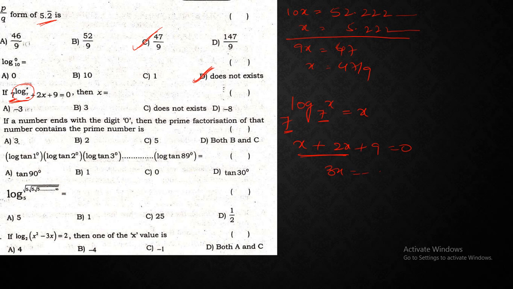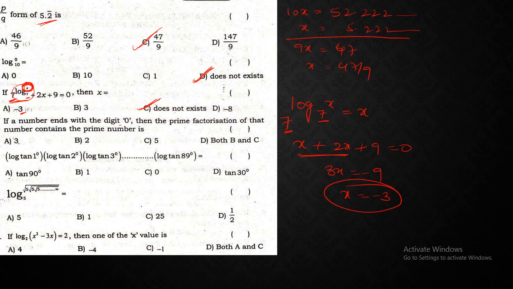So 3x is equal to minus 9, x is equal to minus 3. So the value of x is minus 3. In the options it is given, right? Suppose I substitute x is equal to minus 3 here, but logarithm is defined only for positive values, no? So here it does not satisfy, hence the value of x does not exist. Okay, we will be getting the answer, but it won't satisfy the given equation, right?